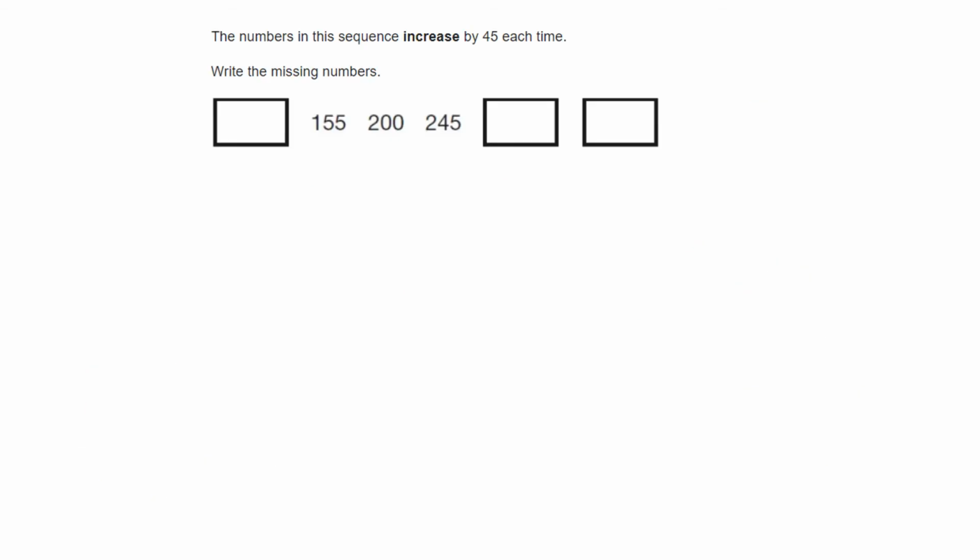Okay, we've got questions like this. So it says the numbers in the sequence increase by 45 each time. Write the missing numbers. Of course, when I say increase, I think add. So moving up, I know I'm going to add. However, they're making me work backwards. So I know that the inverse of adding is taking away. So to find this box here, I must have to take away.